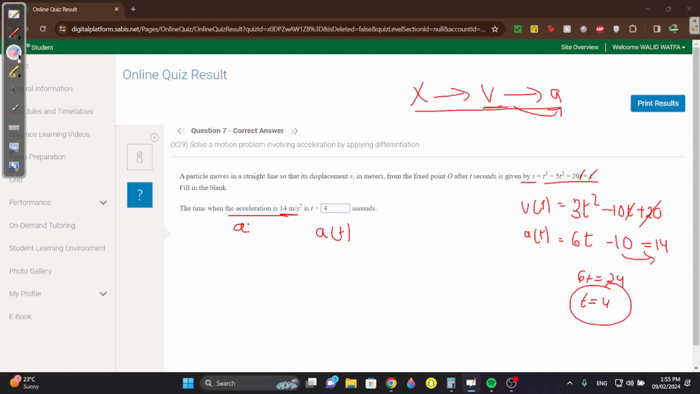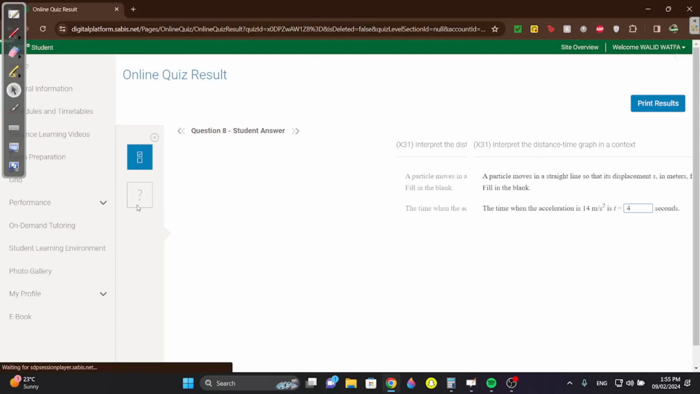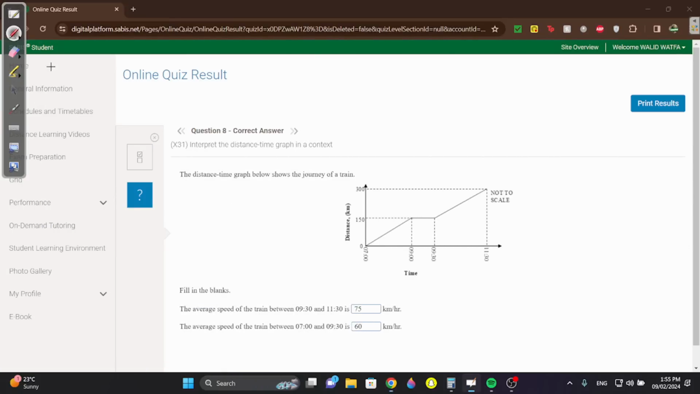Okay. Question 8. This is easy in the AMS quizzes. Between 9:30 and 11:30, you go 9:30, it's at 150. 11:30, it's at 300. You do 300 minus 150 over the time in hours. Between 9:30 and 11:30 is 2 hours. Okay, so over 2, which is 150 over 2, which is 75.